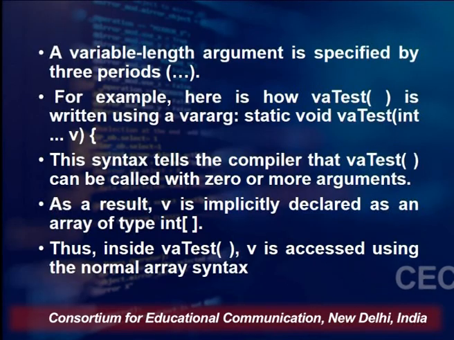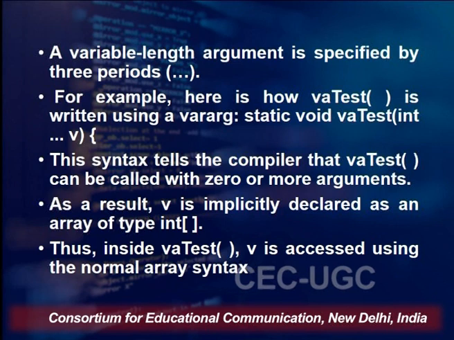For example, we will be having a reworked version of this VarTest program using this variable length argument feature. So, for example, this VarTest has to be created as a variable length argument method. It will be written as static void varTest(int... v), that means precisely 3 periods, precisely 3 dots, and then the variable name v. So, what does it mean?